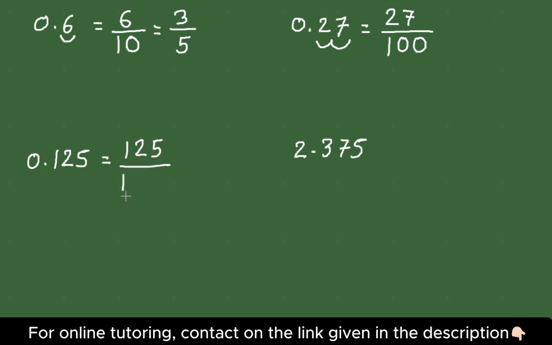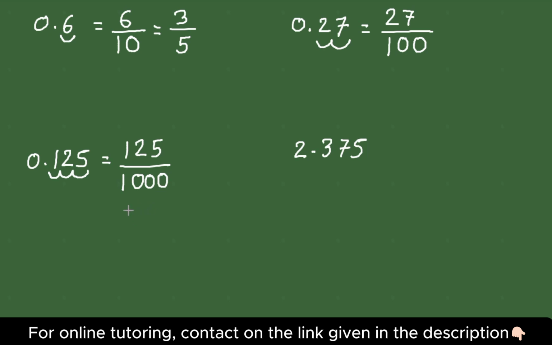Write 1 in the denominator. Look at the decimal number. How many decimal places are there? There are 3 decimal places. So write 3 zeros after 1 in the denominator. So we have 125 divided by 1000.